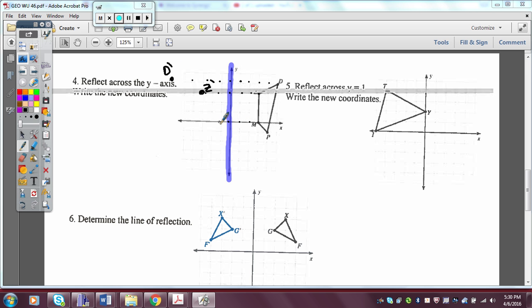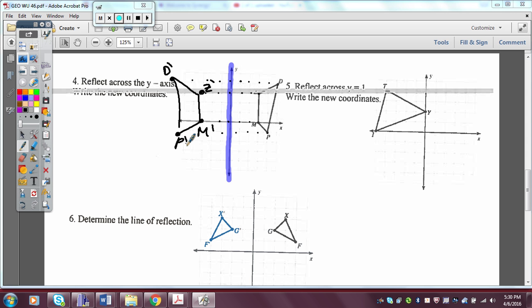1, 2, 3, 1, 2, 3. That's M. And P, 1, 2, 3, 4, 1, 2, 3, 4. Connect my dots, and I'm done.